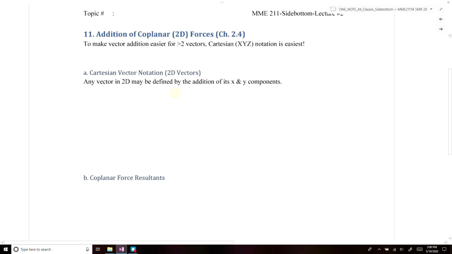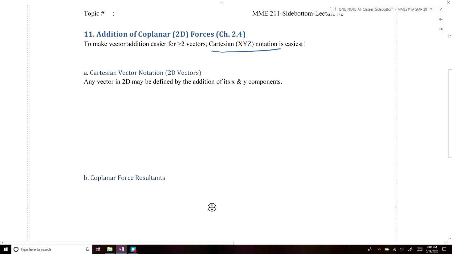So in this section, we're going to talk about the addition of coplanar or 2D forces using Cartesian notation. Often you might be asked to solve for the sum of more than just two vectors. In that case, it's often easiest to use Cartesian notation. You can represent any vector in two dimensions using the addition of its x and y components.